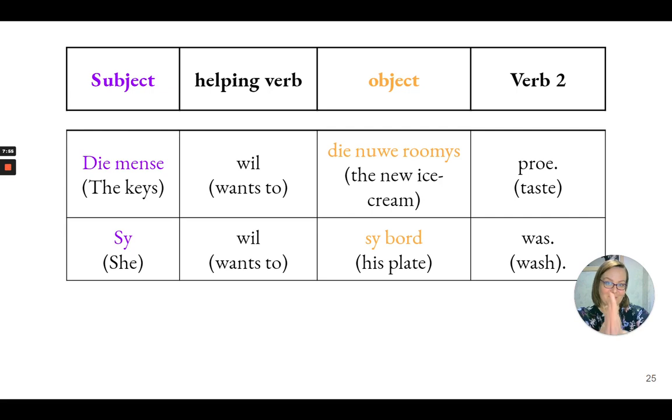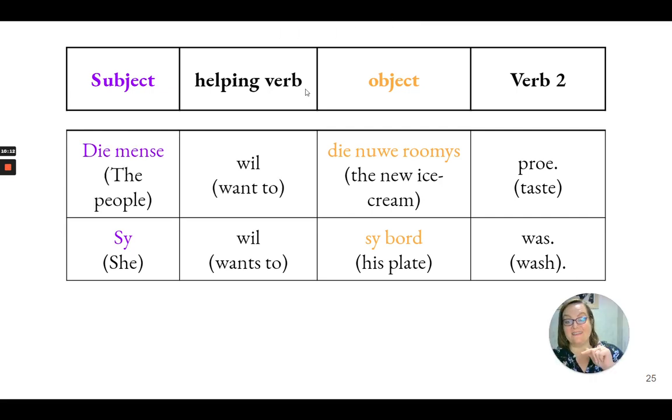Let's focus on what's on the page here. Die mense wil die nuwe roomys proe. The people want to taste the new ice cream. So that wil in Afrikaans means one wants to. Ek wil blah blah verb. That main verb goes to the end. Sy wil sy bord was. She wants to wash her plate. There's that was for wash as a verb. Okay, so sy wil, wants to, sy bord was. And that's it.